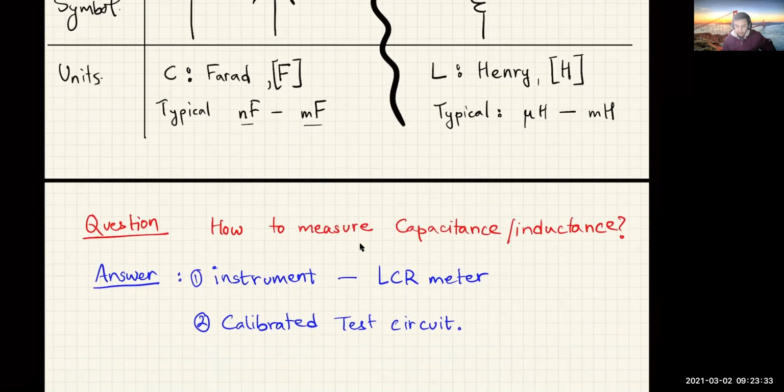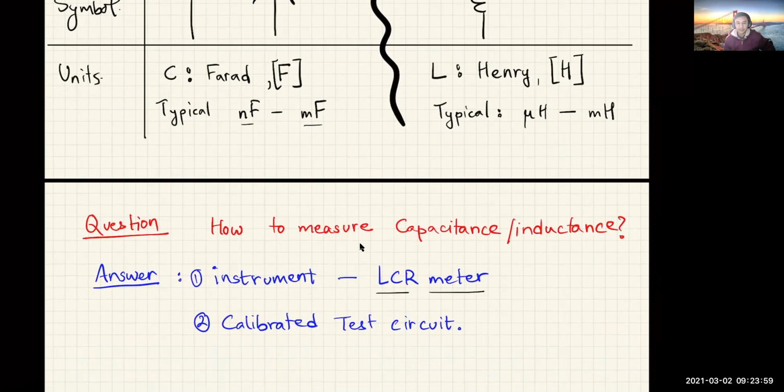So now the next natural question is, how do you measure the capacitance or inductance value of a capacitor and an inductor? The answer is there are instruments that do it, and we have those in the lab. They're called LCR meters. That basically stands for inductance, capacitance, resistance meters, and they make measurements for all three quantities.